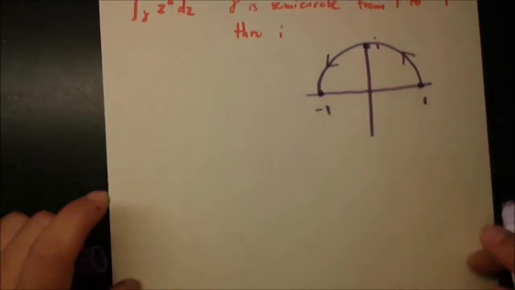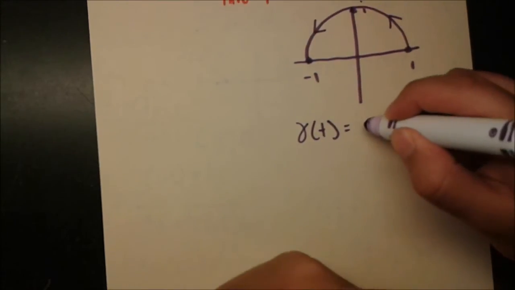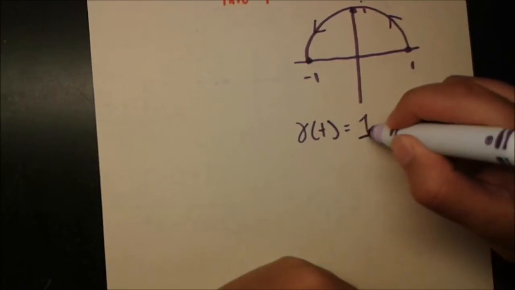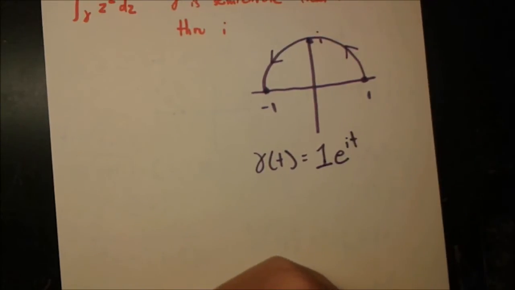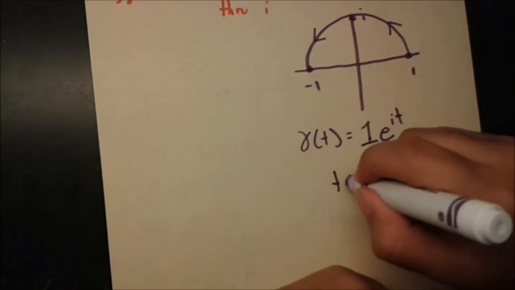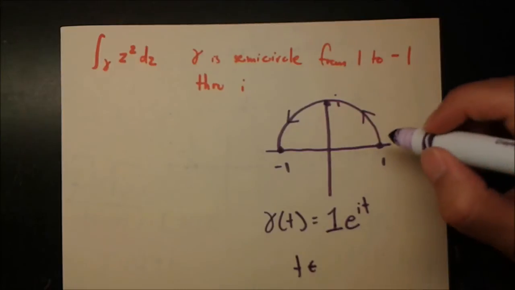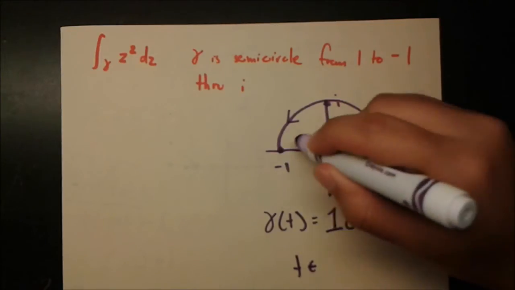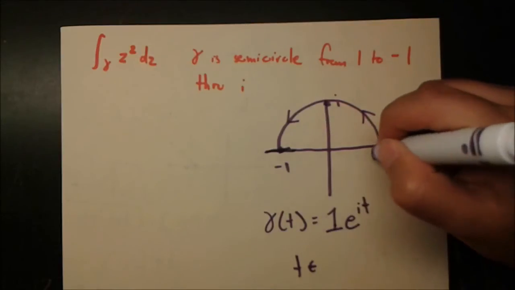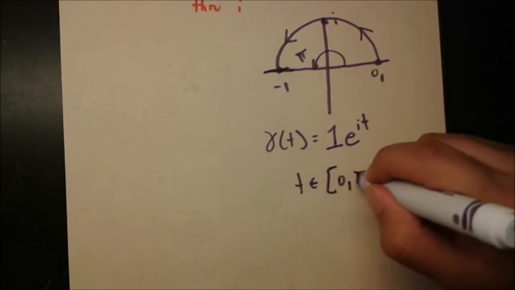Okay, so the next step is to parameterize this. What's the gamma formula? Remember we said for a circle, it's going to be the radius, so I'm going to write the 1, even though I don't really have to, times e to the i t, and that's the formula. And t's range, we have to be careful here, because in the previous video we talked about the range being from 0 to 2 pi, but that's if we want the full circle. Since we stop at the halfway mark, this starts at 0 and goes to the angle pi. So t's range is 0 to pi.